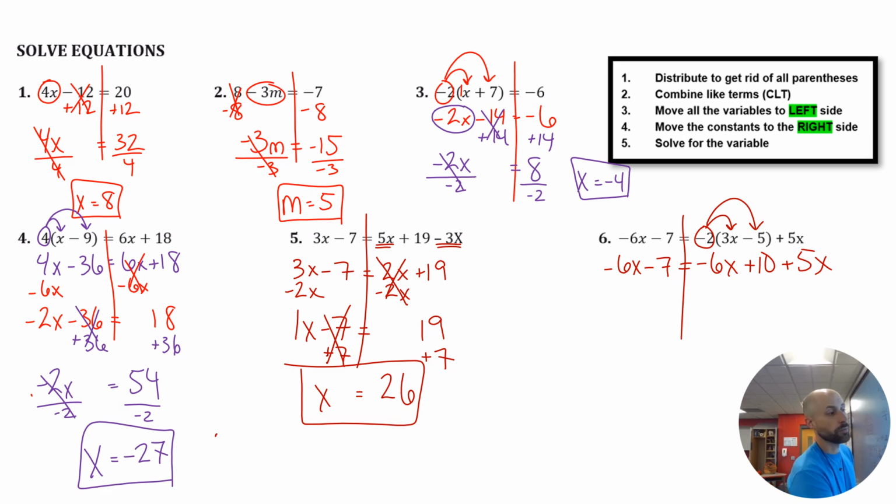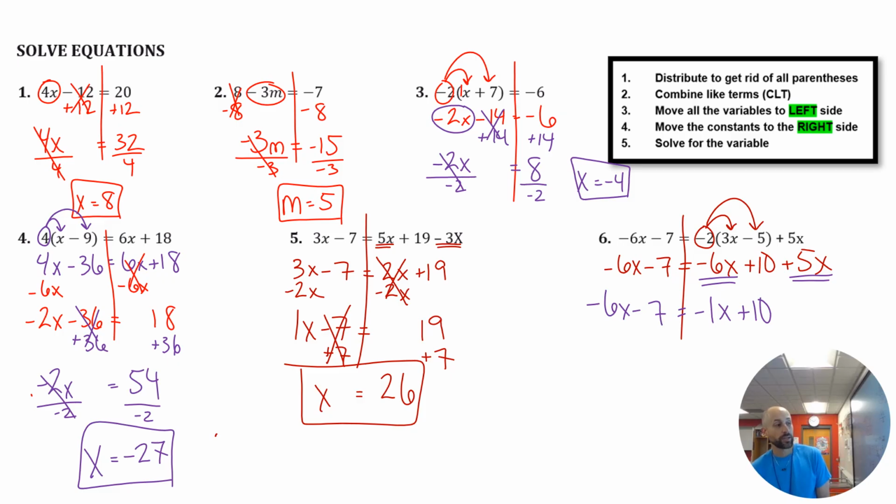Next step, like terms, right? So negative 6x, positive 5x. Those are like terms. I'm going to combine them together. So negative 6 plus 5 is negative 1x. On this side, we still have negative 6x minus 7.